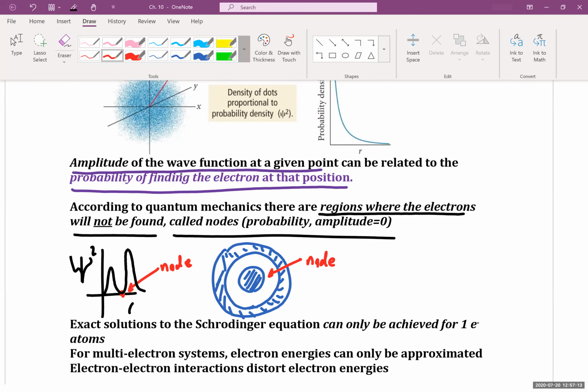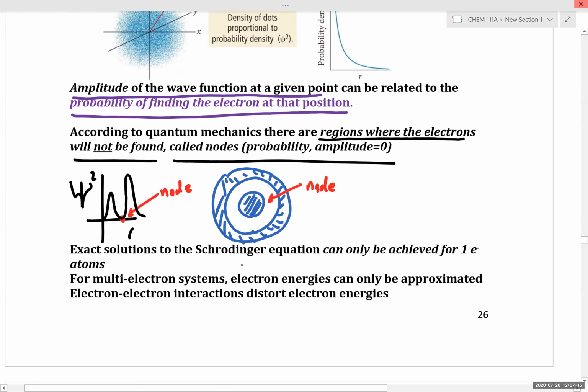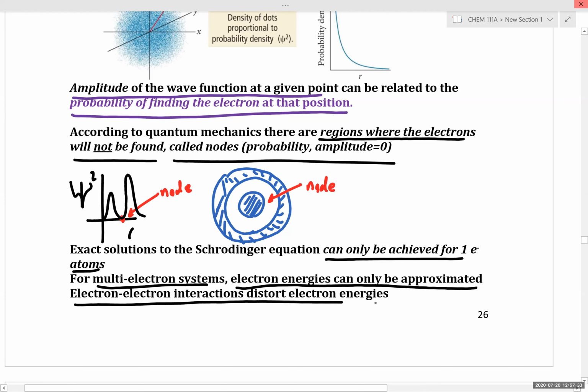And in a node, electrons are not present, and there's zero probability of finding an electron at that location. Okay. Now, exact solutions to the Schrodinger equation can only be achieved for one-electron atoms. For multi-electron systems, electron energies can only be approximated due to the fact that these electron-electron interactions will adjust and modify your electron energies. Okay, so we're starting to model electrons in terms of probability densities for electrons of a specific defined energy.